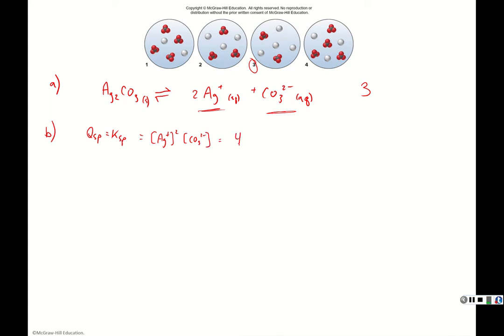So we have 4 of them squared times 2 for the carbonate. So that'd be 32. Right, and now if we looked at scenes 1, 2, and 4, we can calculate QSPs. Scene 1, we have 2 silver pluses, so 2 squared times 4 carbonates, so that's 16. So here QSP is less than KSP.